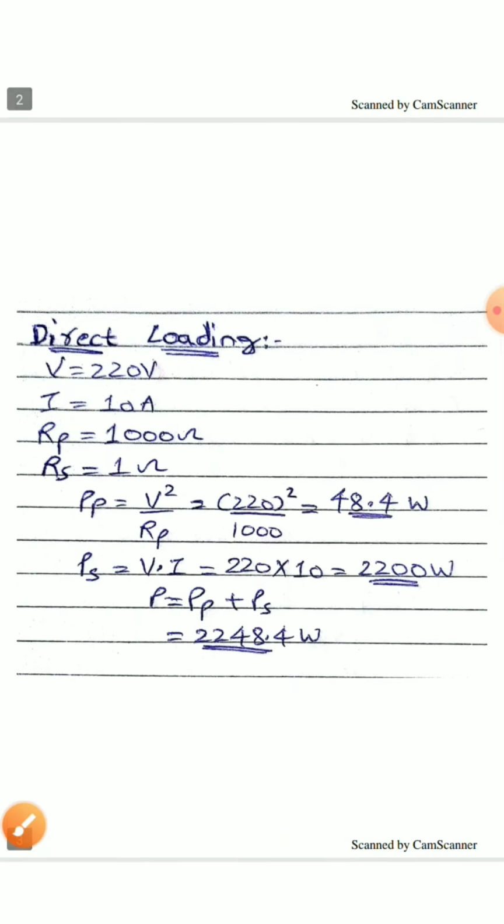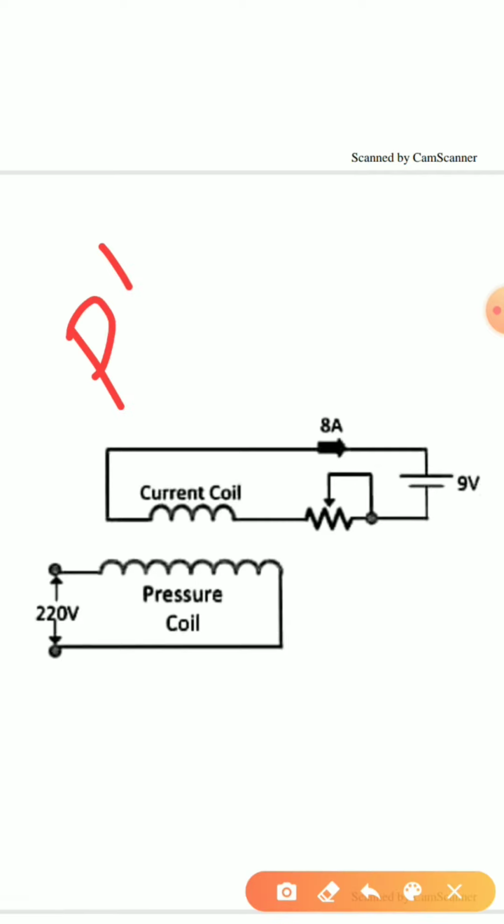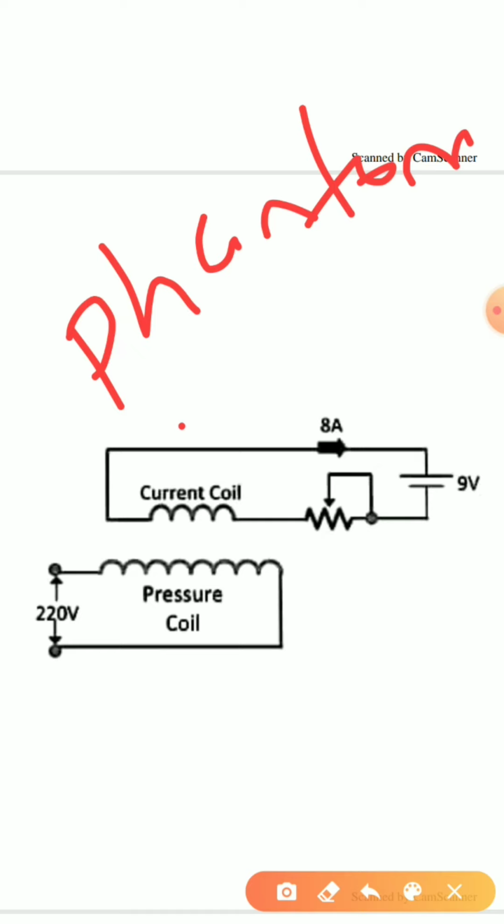Now in this condition we will be going for phantom loading. This is the circuit for phantom loading. In phantom loading we can clearly see the current rating of the meter under test is high, and a test with actual loading arrangements would involve considerable waste of power. I have to avoid this waste of power, so for that I will be going for phantom or fictitious loading.